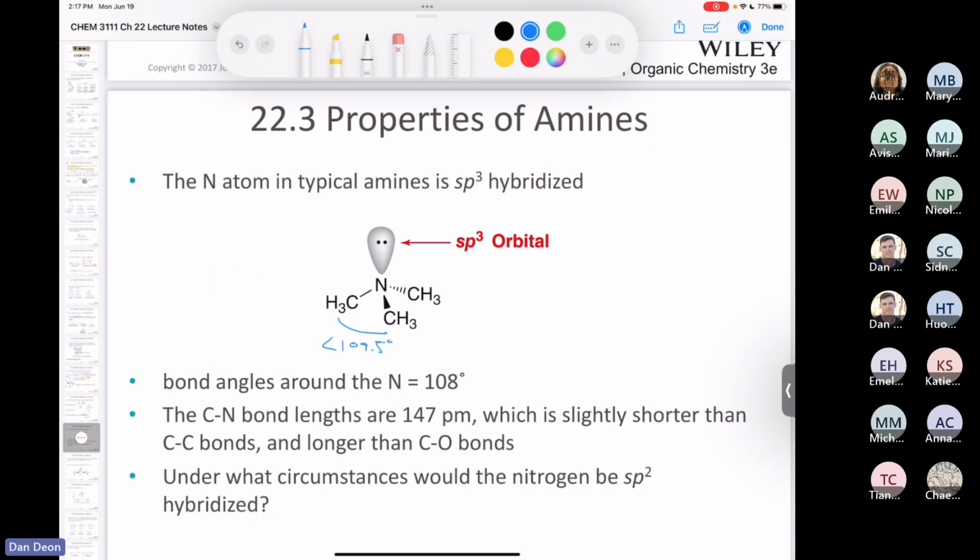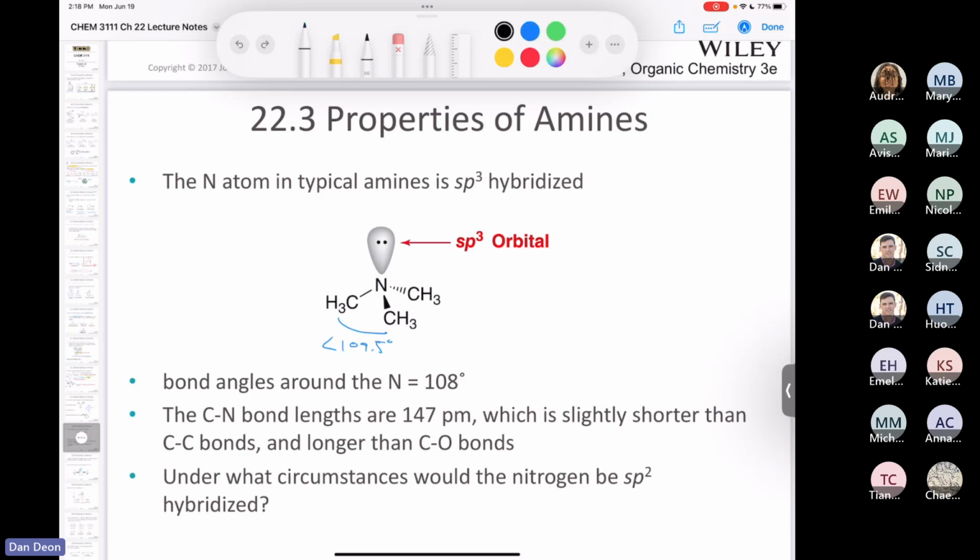This is something you should have covered in General Chemistry 1. And it's just because that lone pair pushes the groups down a little bit like that. So nothing really new there. It says the carbon-nitrogen bond lengths are 147 picometers, which is slightly shorter than a carbon-carbon bond and a little bit longer than a carbon-oxygen bond.